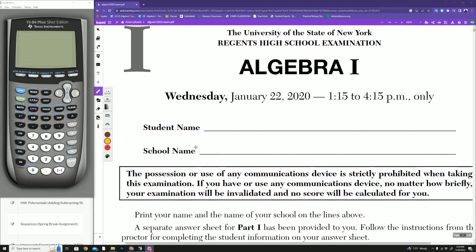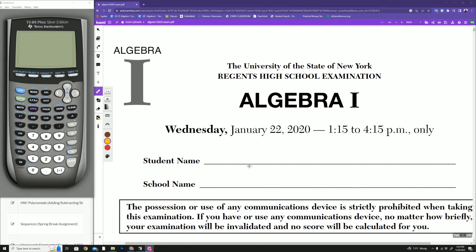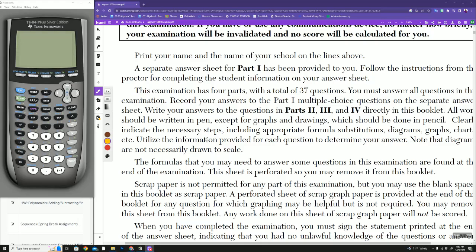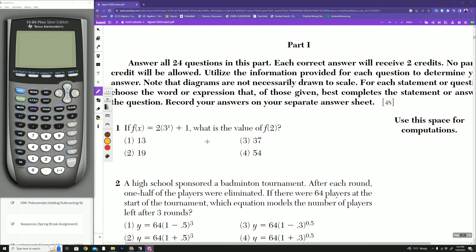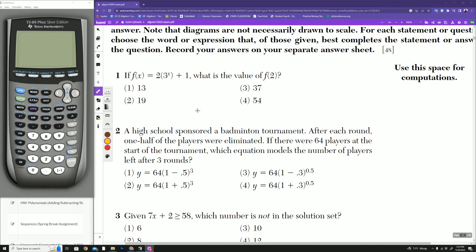Alright guys, today I'm showing you a trick that we can use on the Regents if you want to try to answer some multiple choice questions and you're not quite sure how to do it. So this trick works on questions where you're looking for the words that the expression is equal to or equivalent to or simplified with. So let's take a look.